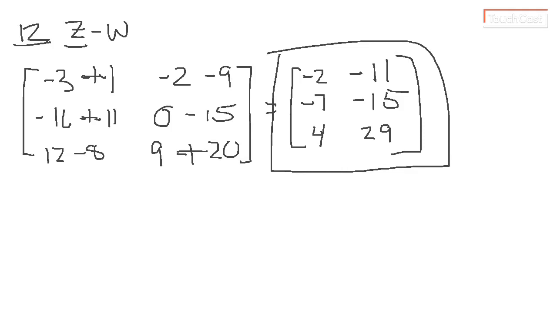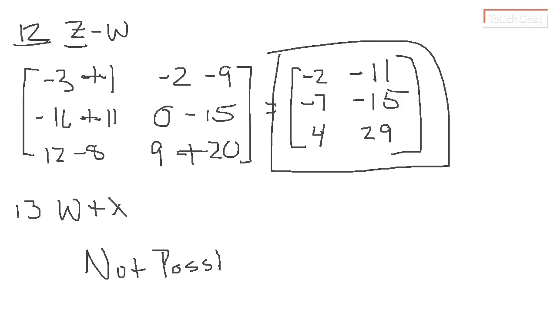So now let's look at 13. We're going to go W plus X. Well, W is a 3 by 2 matrix. X is a 2 by 3. We can't do that. W plus X is not possible. Let's also look at 14. 14, we're taking X and we're subtracting Y from it. They're both 2 by 3 matrices. We can do it.